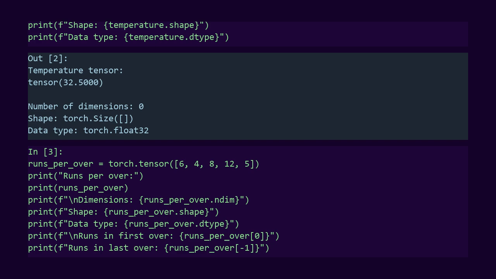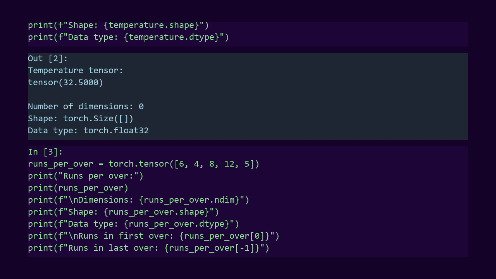Look at the output. Number of dimensions is 1. This is a 1D tensor, or vector. Shape is torch.Size with 5 in brackets. This means it contains 5 elements. Notice the data type is int64. PyTorch detected these are whole numbers, so it used integer type instead of float.